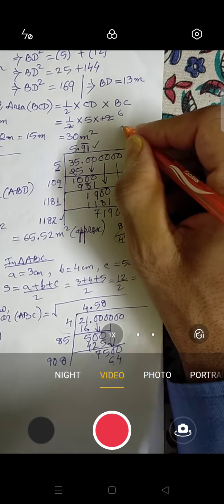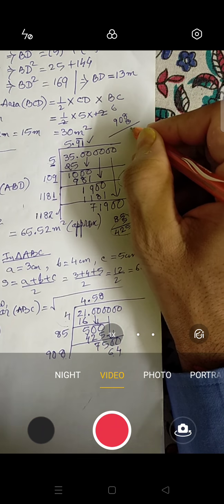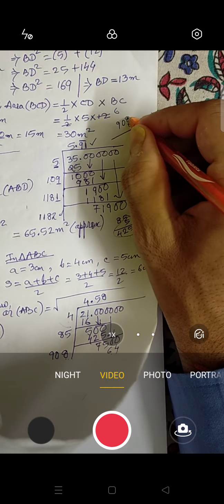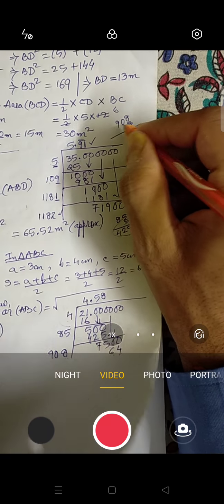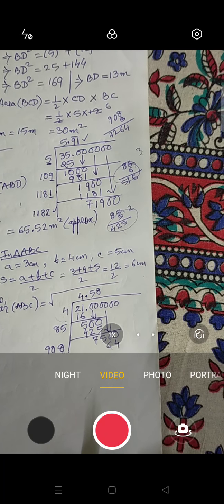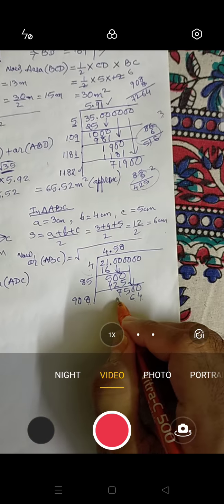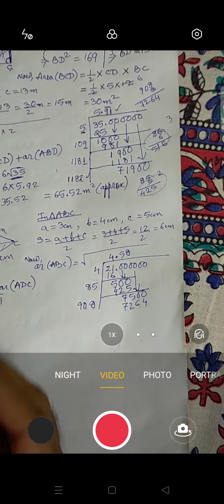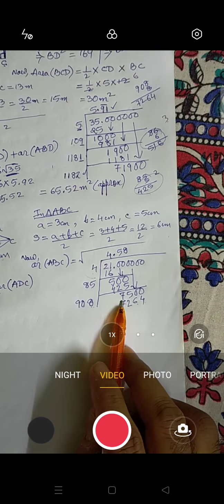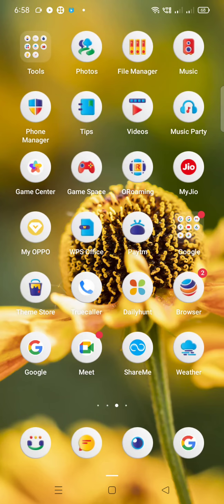Just see, 908 into 8. 8 8s are 64. 9 8s are 72. Any problem? So we will be having 64 and here 72. If we take it by 9, then 9 9s are 81 will be there. So it will be a problem.